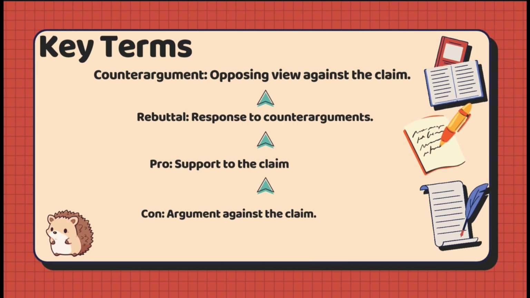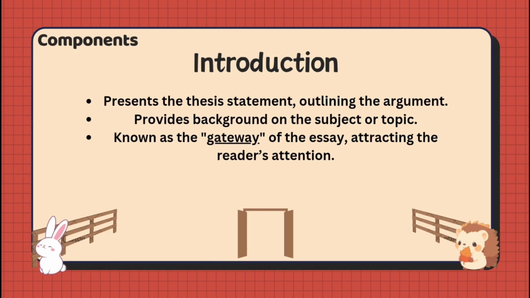Next is the counter-argument. The counter-argument is the opposing view or side against the claim. And the rebuttal is the response to the counter-arguments. And the last two are the pro and con. Pro supports the claim while con is against the claim. Now, the components of an argumentative essay.